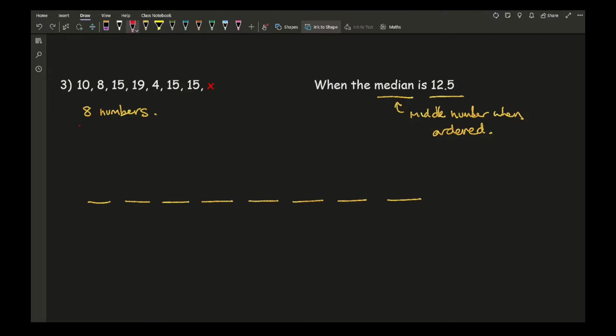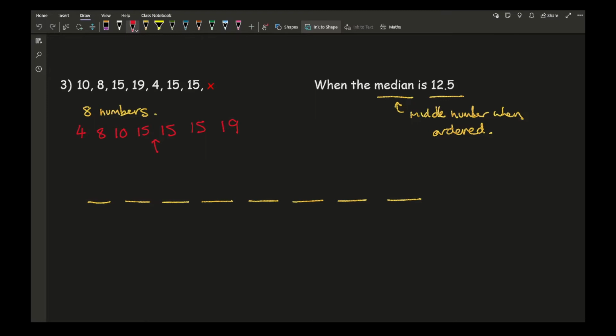So I know that we've got 4, and then we're going to have 8, 10, 15, 15, and another 15, and 19. Now, if I look at the middle number here, my middle number is going to be somewhere between these two. Obviously at the moment, with those numbers in their current existence, the median is going to be 15. So what we then need to do is decide where we're going to put this middle number. So x has got to be somewhere within the range of these numbers of 4 and 19. So it's got to be somewhere there.